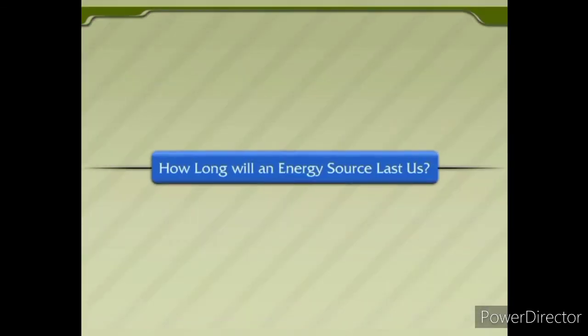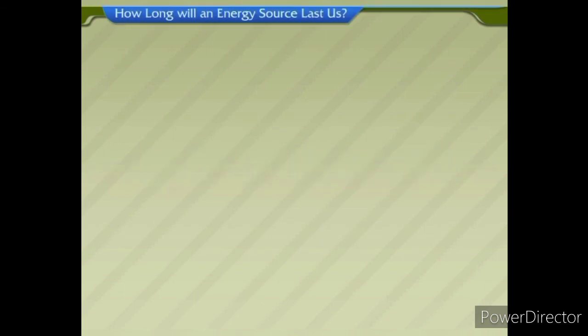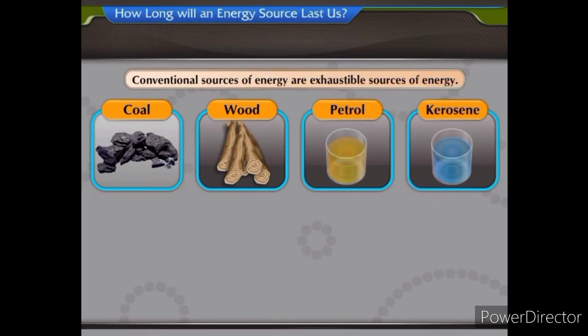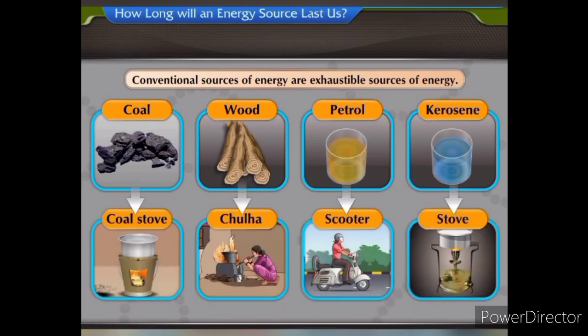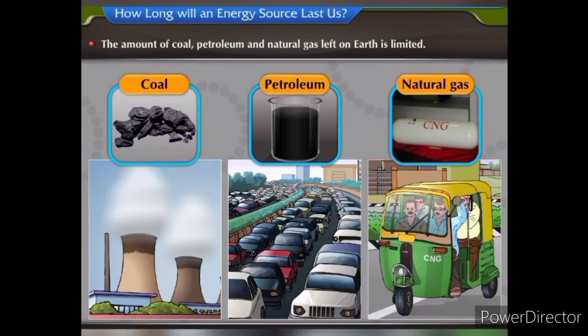How long will an energy source last us? We know that conventional sources of energy are exhaustible sources of energy. They are also known as non-renewable sources of energy. We have been using these energy resources at an alarming rate. The amount of coal, petroleum, and natural gas left on Earth is limited.